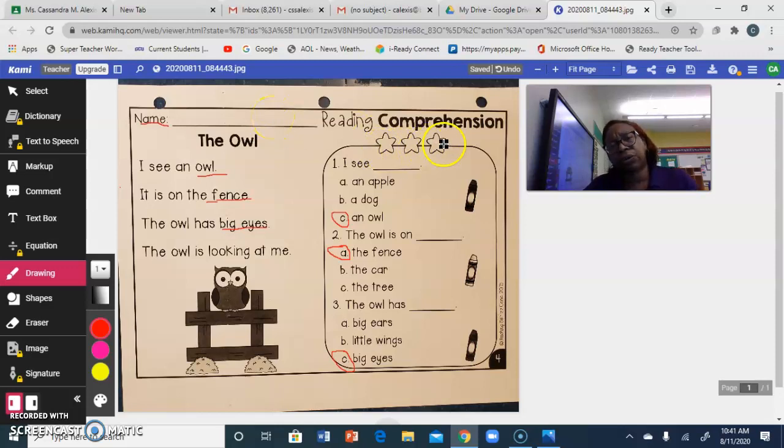And I see these 3 stars. So if you want to, you can get some crayons and color those stars if you want to beautify or make your paper look a little cuter. Okay? And that is our reading comprehension packet for today.